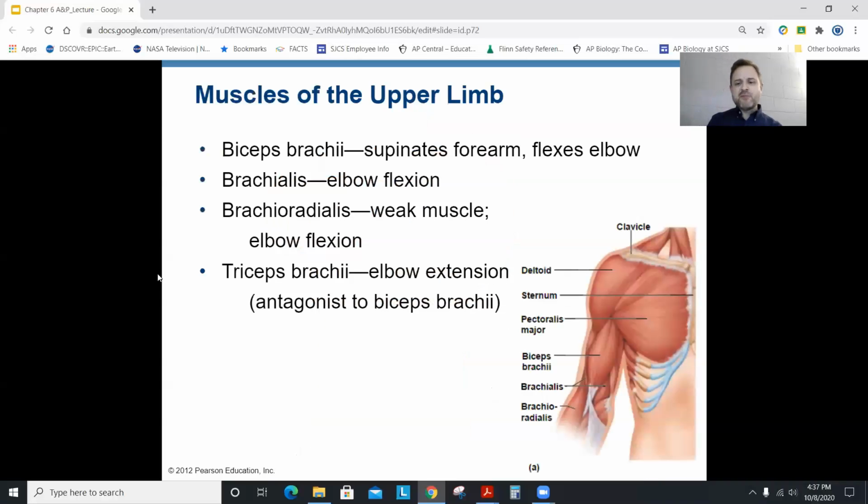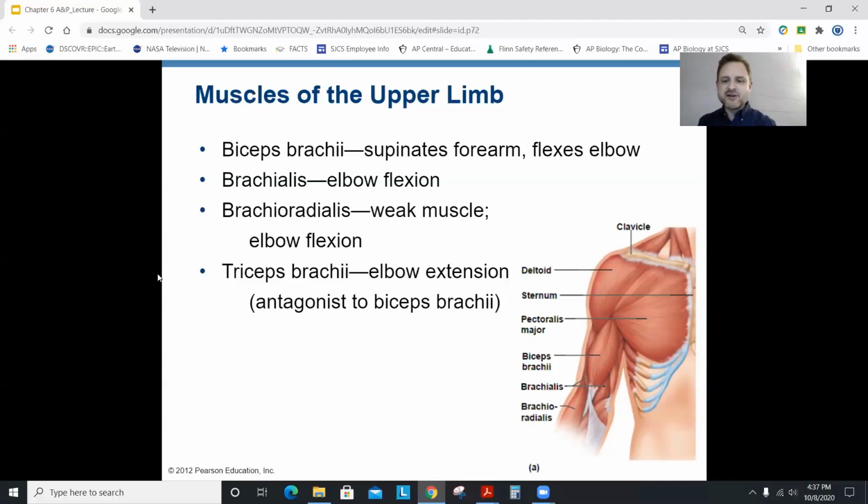So, muscles of the upper limb. These are ones you're familiar with. Your biceps brachii puts your forearm into the supine position, where your palm faces outwards. So put your palm outward, put your hand on your bicep and do that number. Like that, you can feel your bicep contract. Flexing your elbow again is doing that number.